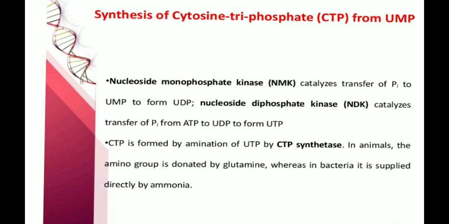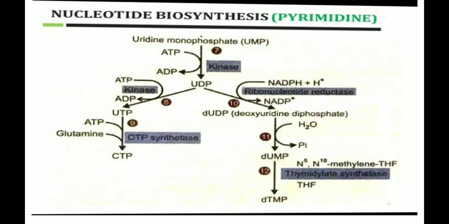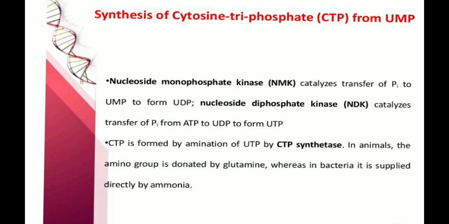Nucleotide monophosphate kinase, that is NMK, catalyzes the transfer of phosphate to UMP to form UDP. Here you can see the kinase enzyme acts and transfers a phosphate to UMP, which is used to form a UDP molecule. Then nucleoside diphosphate kinase catalyzes the transfer of Pi from ATP to UDP to form a UTP molecule. Cytosine triphosphate is then formed by amination of UTP by the enzyme CTP synthetase.